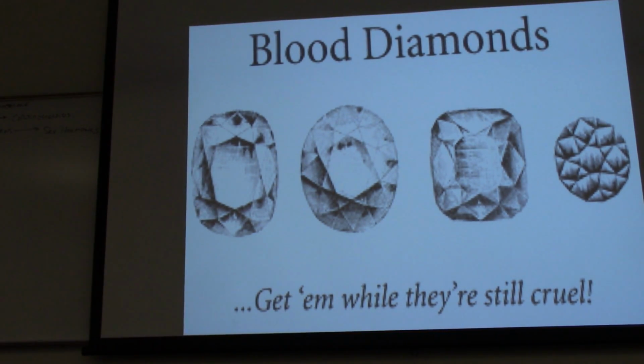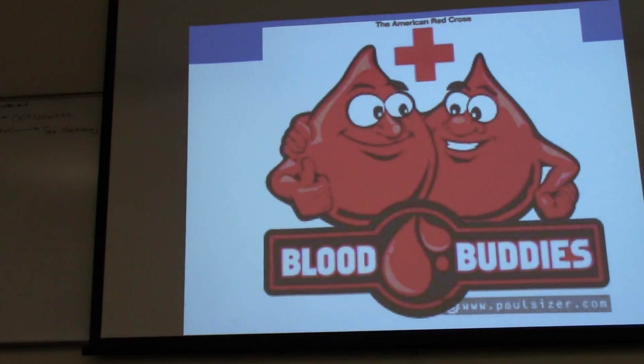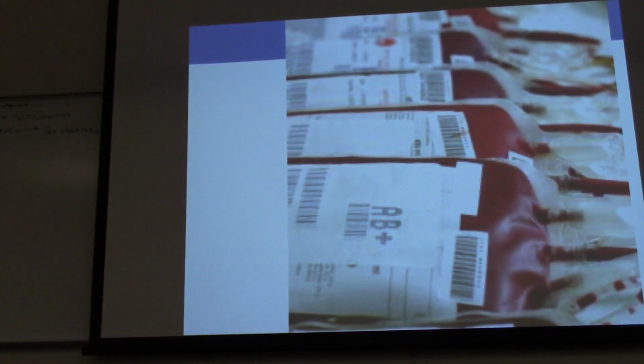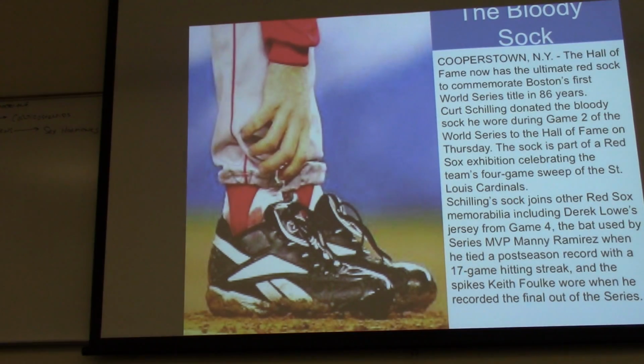Blood diamonds, get them while they're still cruel. Blood buddies. The blood drive is today here on campus. If you want to donate blood, you can walk over there and do it. It was yesterday too. This is what a unit of blood looks like in a plastic bag. You see it's typed. We're going to learn about blood typing. It's always venous blood, so it's not bright red. That's kind of dark blood, whether you believe it or not. We'll learn a lot about the components of blood and so forth.